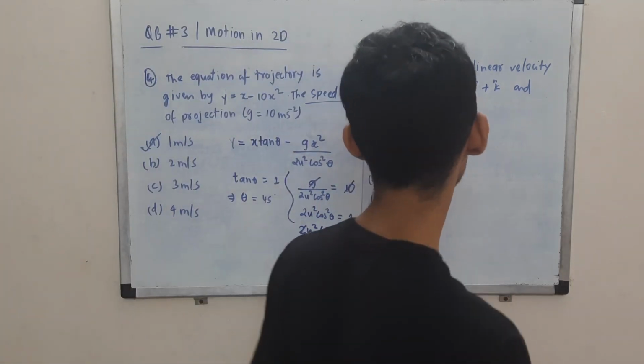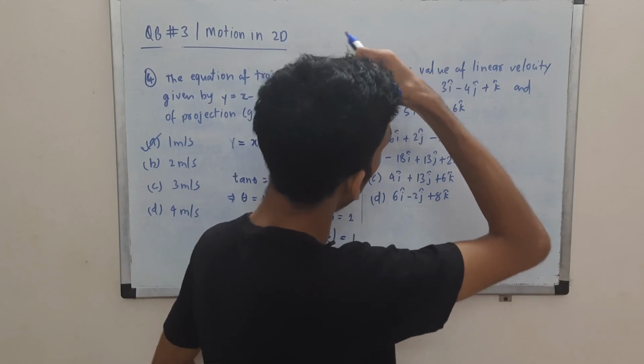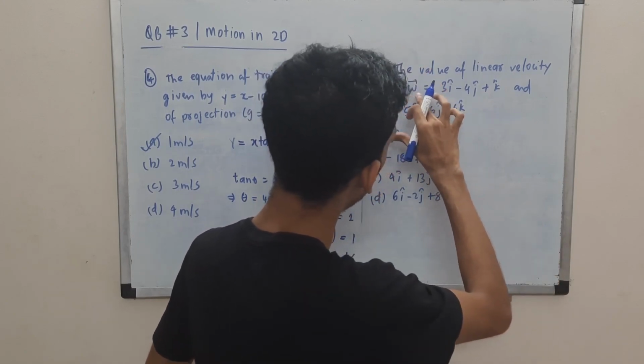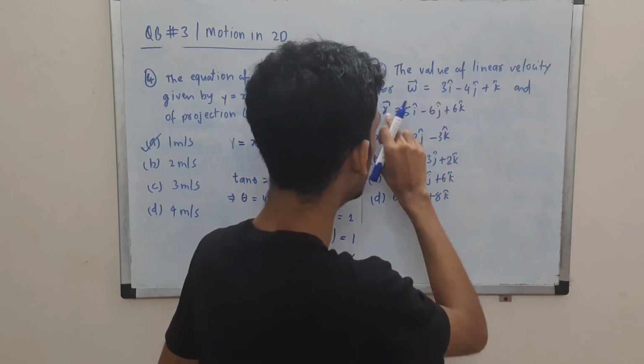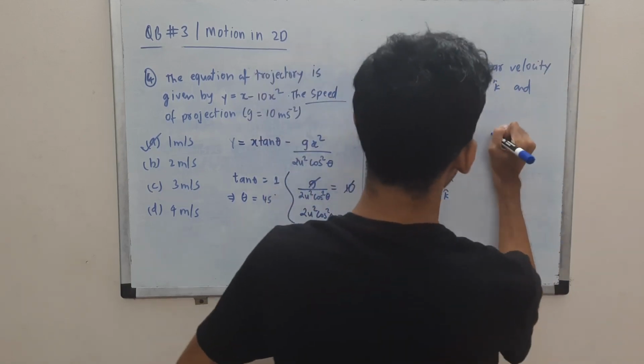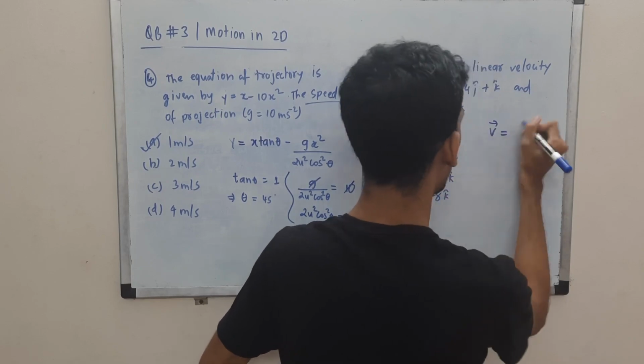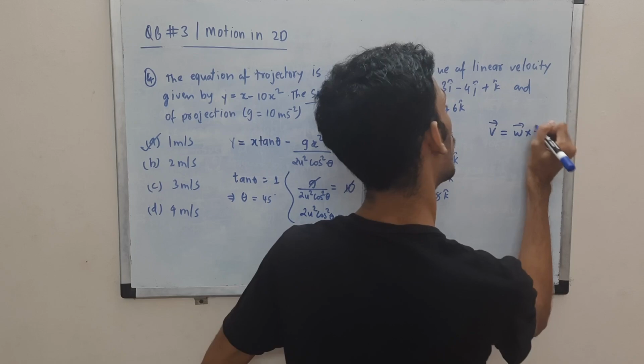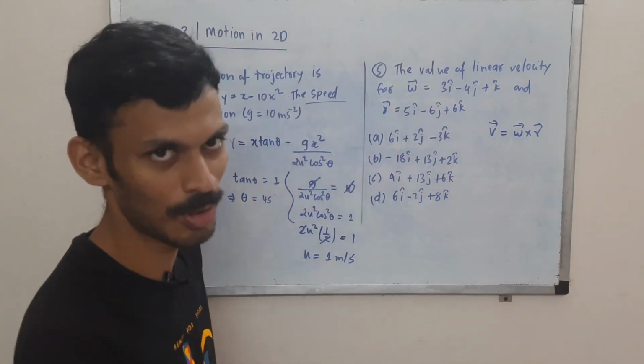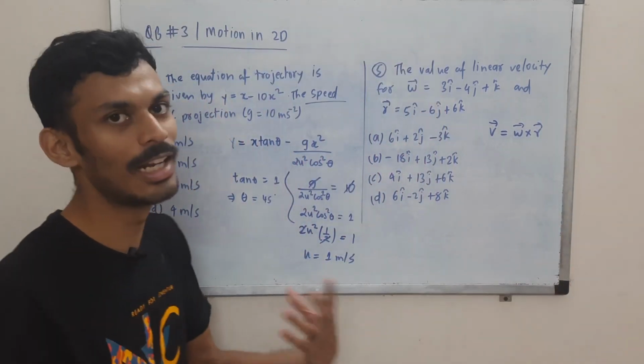Okay, so the value of linear velocity is given, you are supposed to find it for this omega and this r. The simple relation for linear velocity from omega and r is omega cross r. Not the other way around, it's omega cross r. If you do r cross omega, you will get the negative answer.